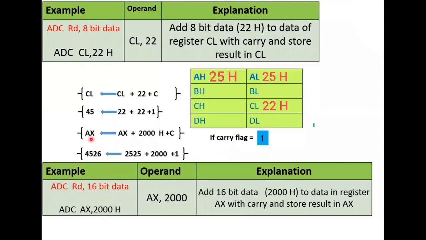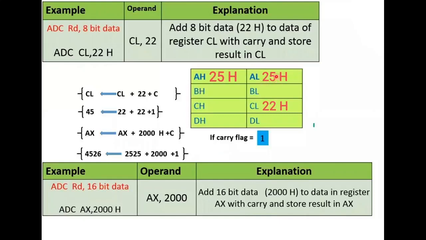Now you see, this is the 8-bit addition which we have done. Now 16-bit is given here: AX plus 2000 plus the carry flag status. What is there in AX?